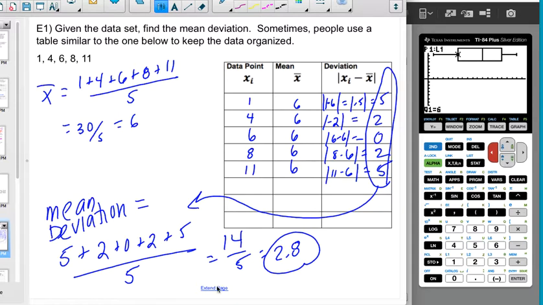You could write this in sigma notation, but there's not a lot of reason to do it, because really all sigma notation means is when you find these 5 values, add them. That's what sigma notation is saying.